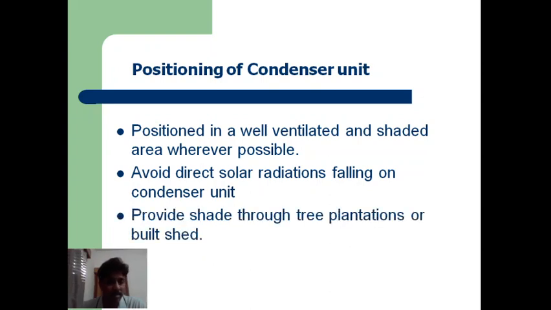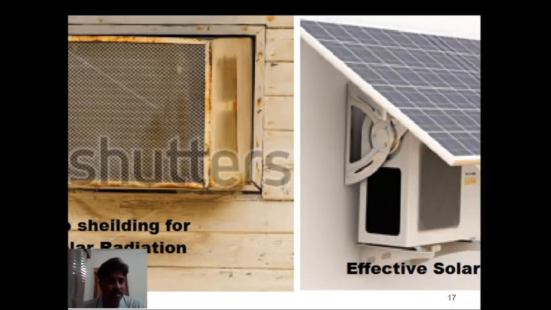Provide shade through tree plantation or build a shed like this. You can see over here, this is a condenser coil, and a person has mounted a solar panel over it. It is giving you double benefit. It gives shade to the condenser unit, and moreover, it will also produce electricity.